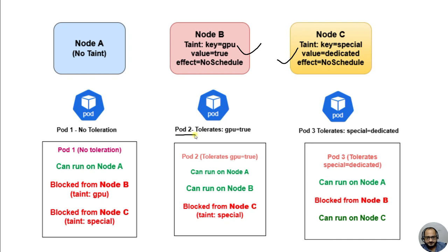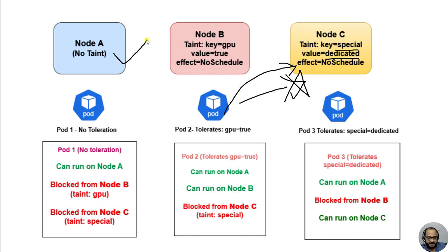Similarly, we have pod 2, for which we have defined a toleration GPU equal to true. Meaning this is the key and value which we have defined for this particular pod. Now this pod can only run on those worker nodes which are tainted with this key-value pair. In our case we have node B, which is tainted with GPU and true. So now pod 2 can successfully run on node B, but it cannot run on node C because here we have a different key-value pair and it is not matching, so it will not allow pod 2 to run on this worker node.